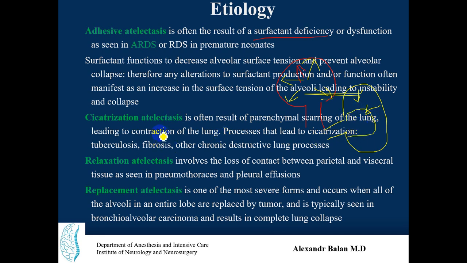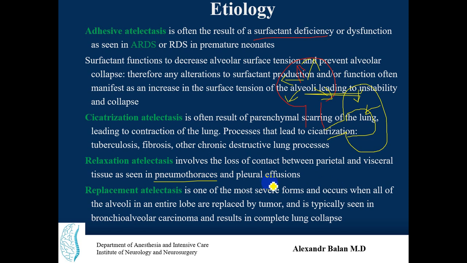Okay, cicatrization atelectasis is often a result of parenchymal scarring of the lung, leading to contraction of the lung. Processes that lead to cicatrization are tuberculosis, fibrosis, and any other chronic destructive lung processes. Relaxation atelectasis involves the loss of contact between parietal and visceral pleura, as seen in pneumothoraces and pleural effusions.